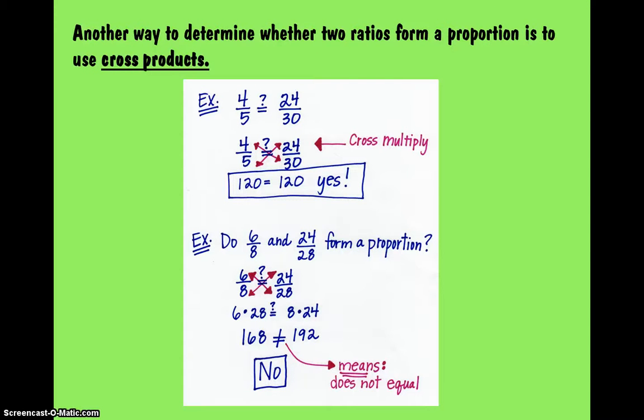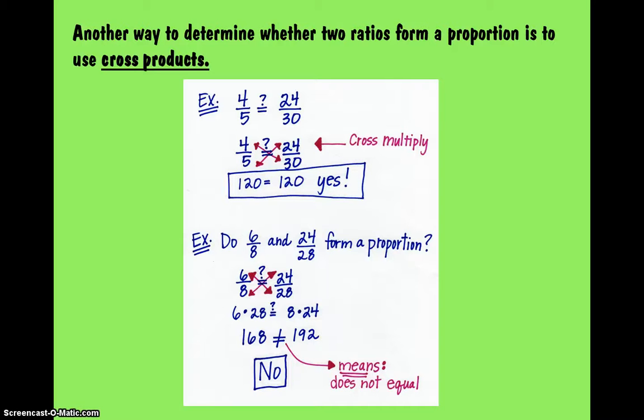Another way to determine whether two ratios form a proportion is to use something called cross products. Let's look at our previous example and solve it using cross products this time. So let's look at 4/5. Does that equal 24 over 30? If you cross multiply, which is what cross products is, you simply have 4 times 30, which is 120, and 5 times 24, which is 120, and 120 does equal 120, so the answer to this one would be yes.